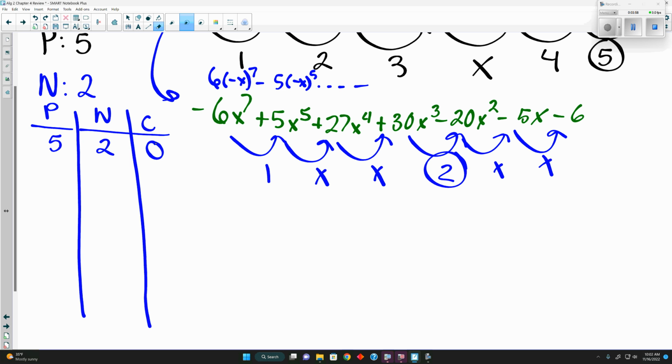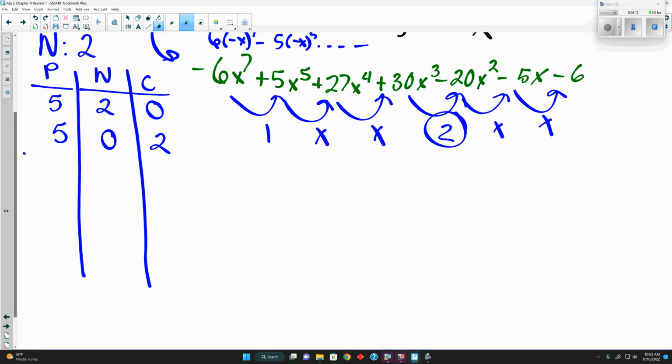And I always start with subtracting 2 from the negatives till I can't anymore. So I can subtract 2 from 2, so we could have 5 positives, 0 negatives, and 2 complex. Can we subtract 2 from the negatives again? No. So we reset it back to 2. That'd take 2 away from the positives. So we could have 3 positives, 2 negatives, and 2 complex.